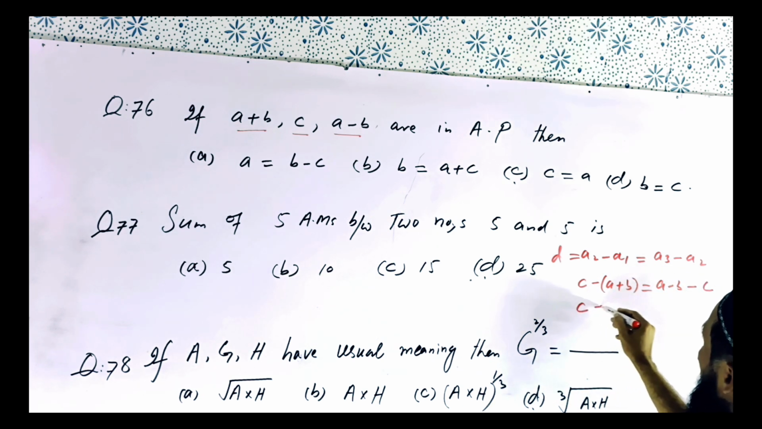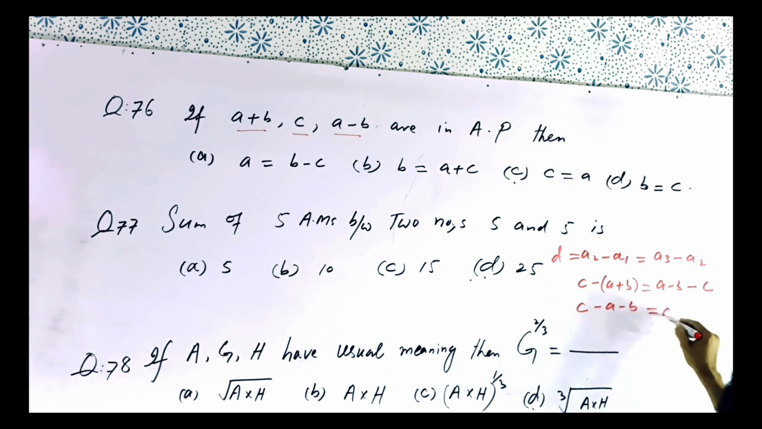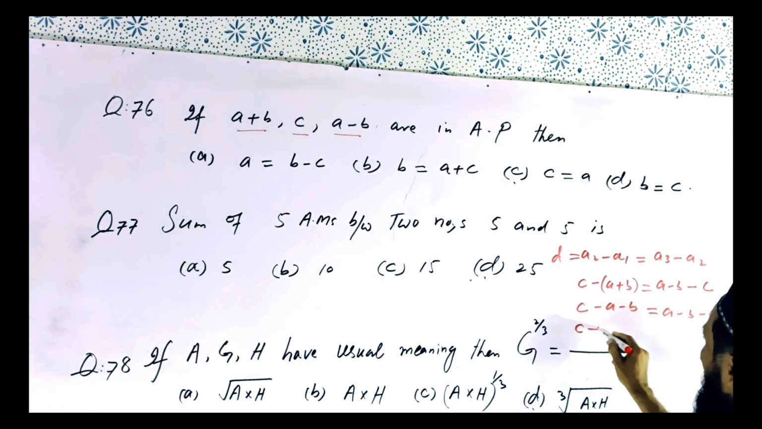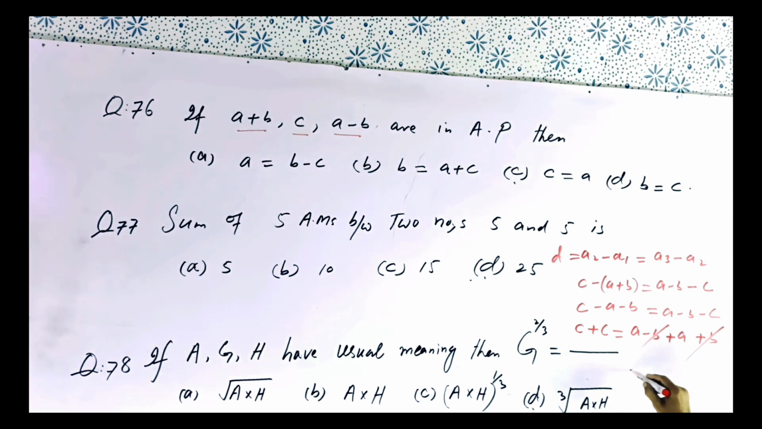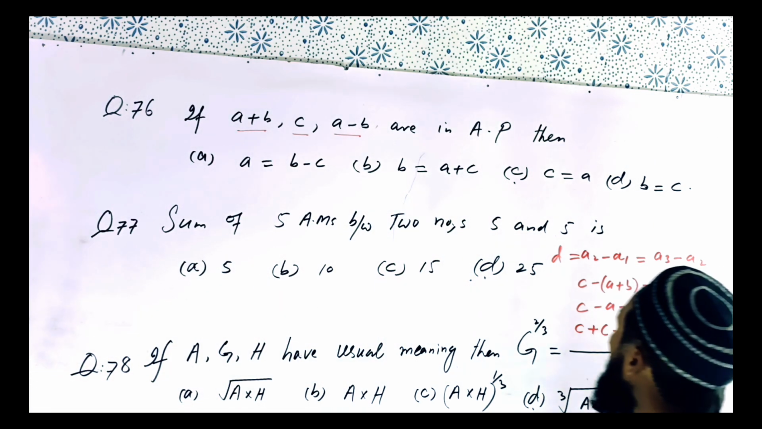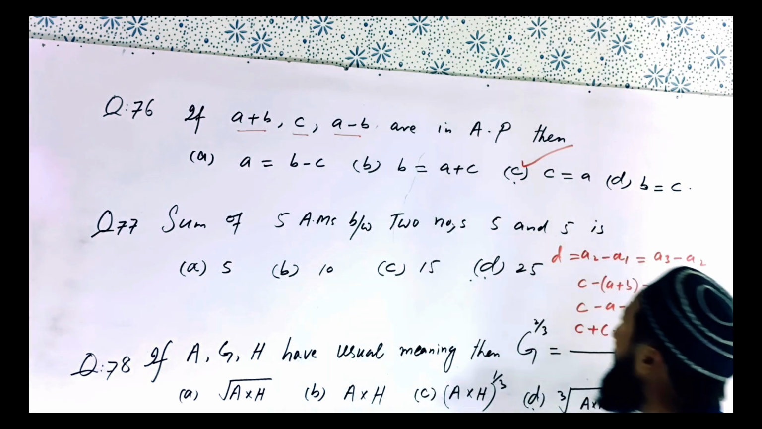So if we subtract this value, a minus b, a minus b minus c. Look here, if we change this value, the result will also be changed here: c plus c, and minus ab changes, so this will be plus a, and here plus b. So plus b are cancelled here, 2c, c plus c we get, and a plus a, 2a. So both are cancelled, c is equal to a. So here the correct answer is C.